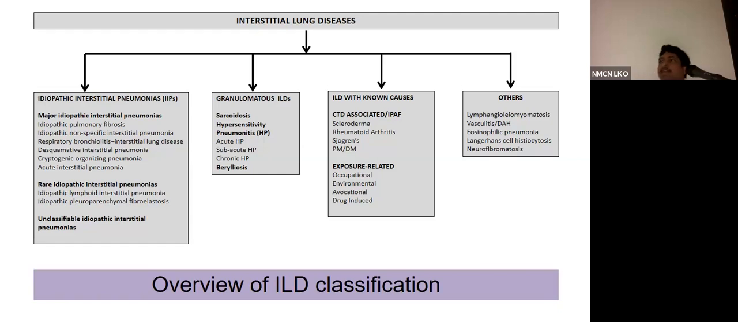The next broad group is the granulomatous ILDs, that includes sarcoidosis, hypersensitivity pneumonitis, berylliosis. ILD with known causes, that is autoimmune ILDs, that include CTD-associated ILD or IPAF. Exposure-related ILDs like occupational exposure, environmental exposure, avocational, and drug-induced. And the other group, a miscellaneous group, that includes lymphangioleiomyomatosis, pulmonary Langerhans cell histiocytosis, vasculitis, diffuse alveolar hemorrhage, and neurofibromatosis. So these are the broad groups of ILD classification.